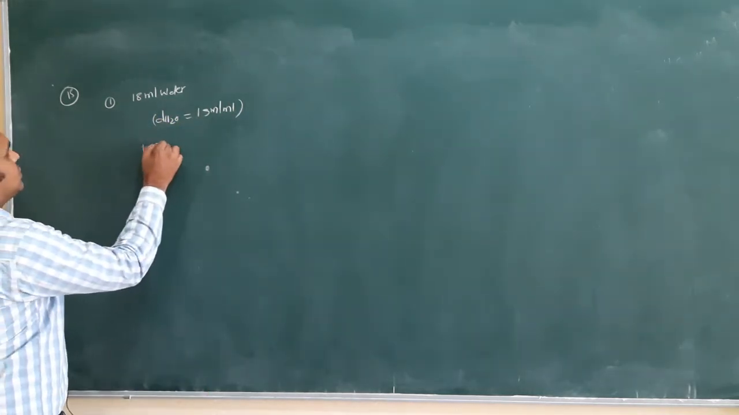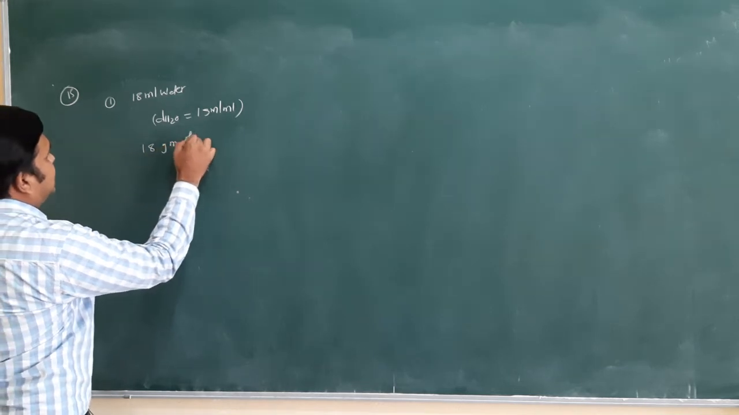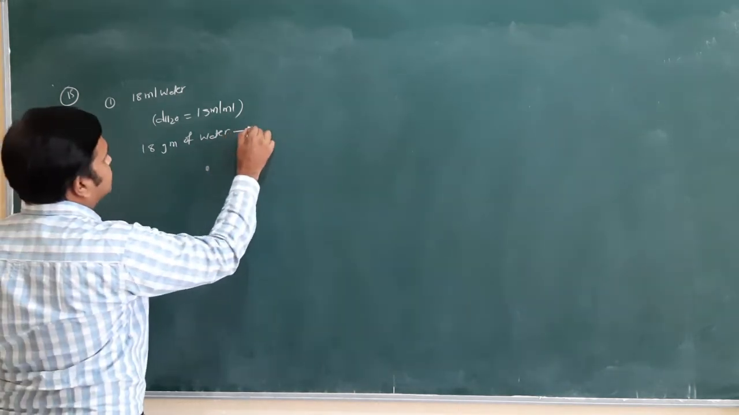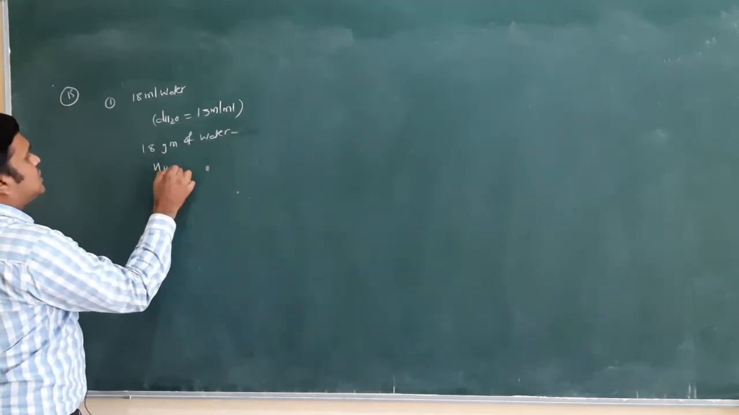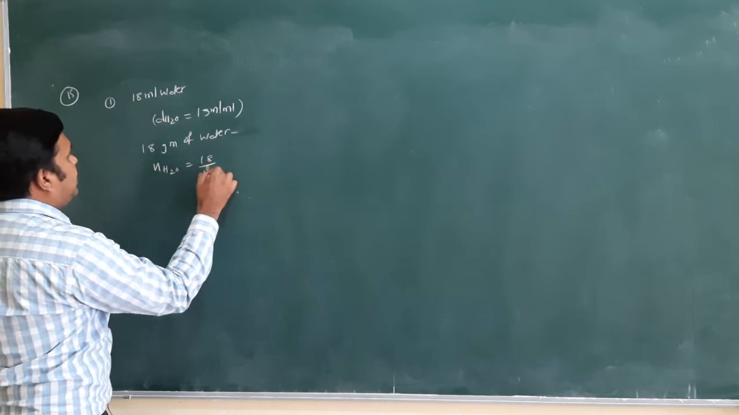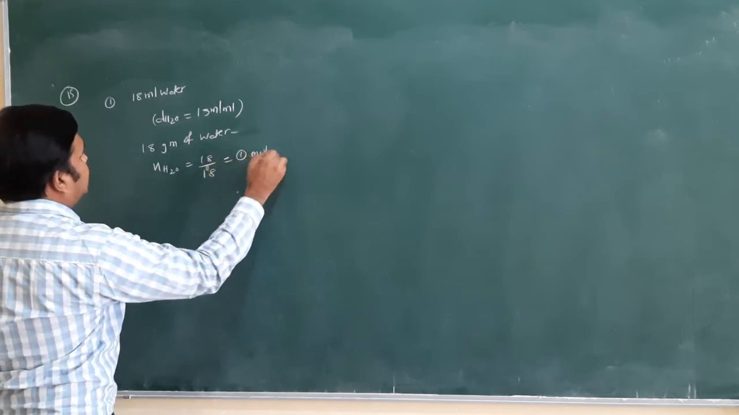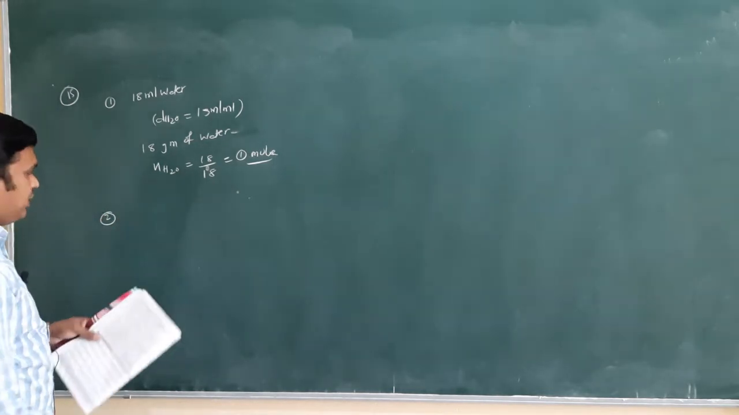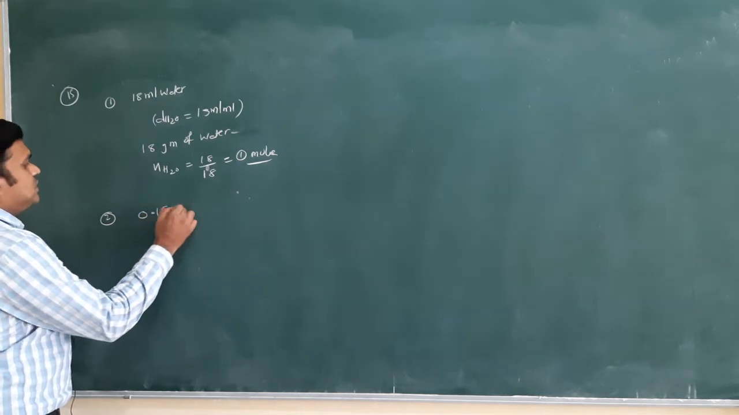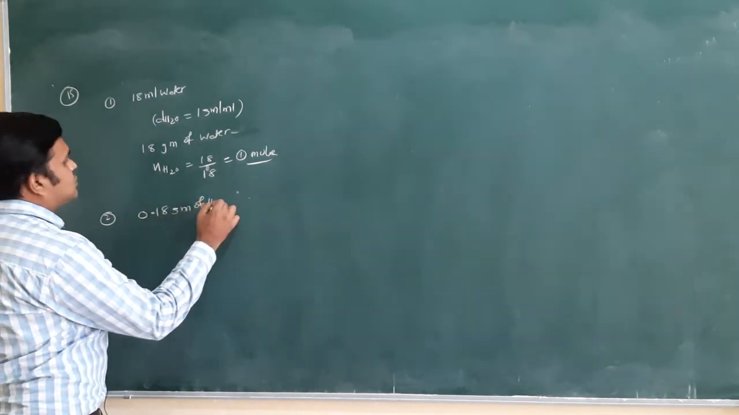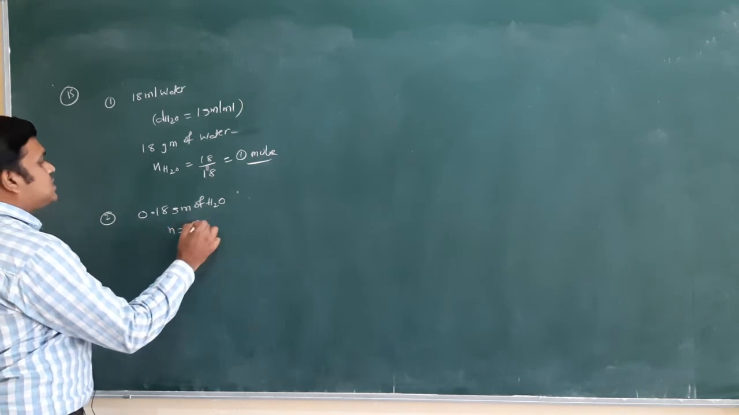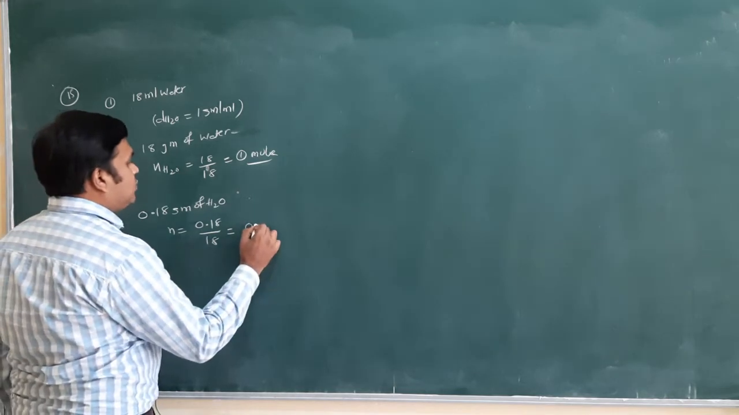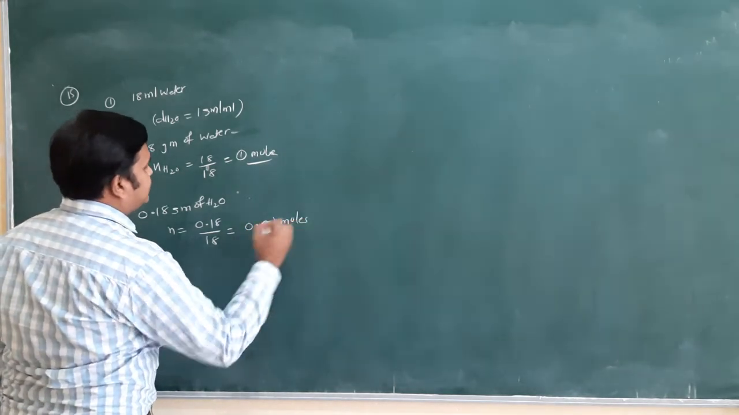So instead of this, I will write it is 18 grams of water. 18 grams of water contains how many moles? Number of moles of H2O is 18 by 18, that is equal to 1 mole only. See the second option: 0.18 grams of water. Number of moles is equal to 0.18 by 18. Then what will you get here? 0.01 moles only.